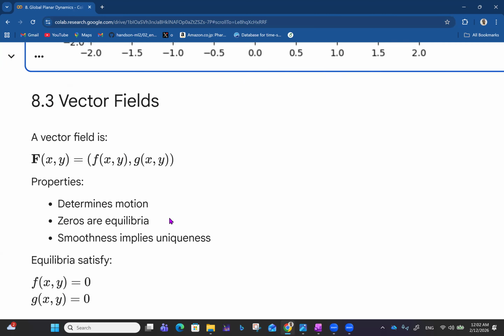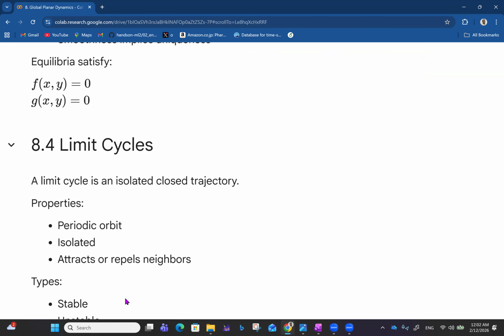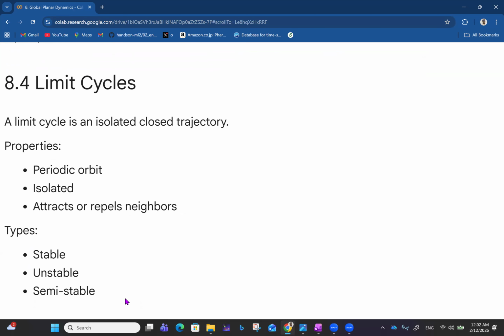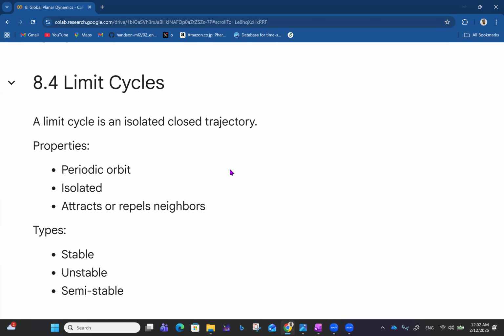The zeros are equilibria, smoothness implies uniqueness, and equilibria satisfy f of x comma y equals 0 and g of x comma y equals 0, which we have always known. Then we also have what we call limit cycles. A limit cycle is an isolated closed trajectory. So the properties: it's a periodic orbit, it is isolated, it attracts or repels neighbors. And then the types: you have stable, unstable, and semi-stable limit cycles.